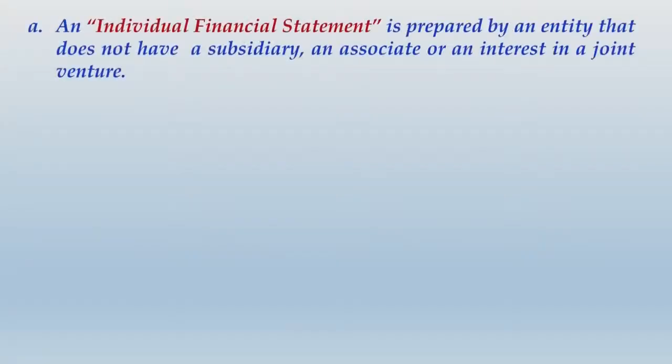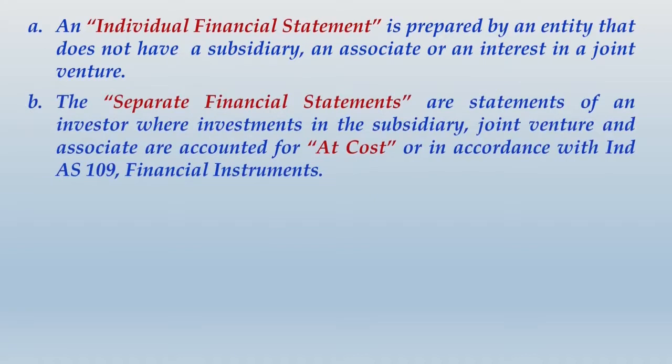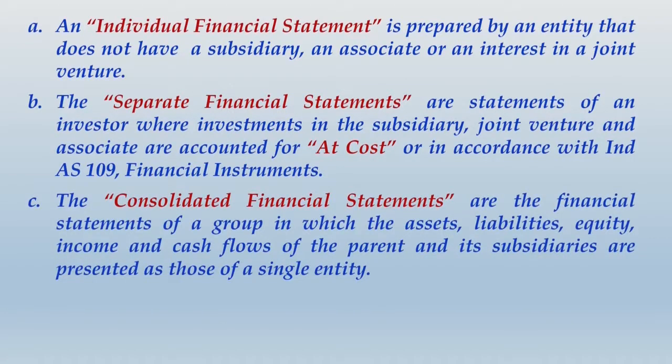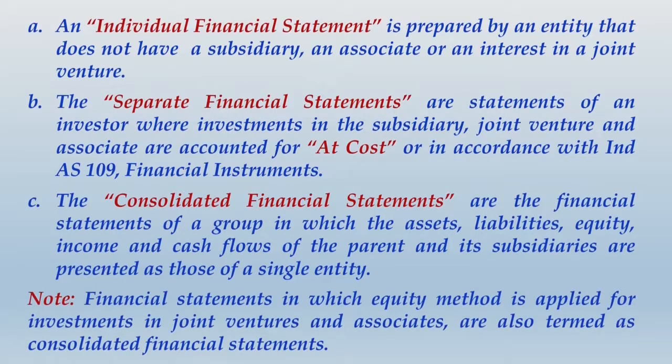So what we have just discussed: an individual financial statement is prepared by an entity that does not have a subsidiary, an associate, or an interest in a joint venture. The separate financial statements are statements of an investor where the investments in subsidiary, joint venture and associate are accounted for at cost or in accordance with Ind AS 109, that is financial instruments. The consolidated financial statements are the financial statements of a group in which the assets, liabilities, equity, income and cash flows of the parent and its subsidiaries are presented as those of a single entity. And then write a note that financial statements in which equity method is applied for investments in joint ventures and associates are also termed as consolidated financial statements. So friends, carefully take note of this whole thing and then we shall move ahead.